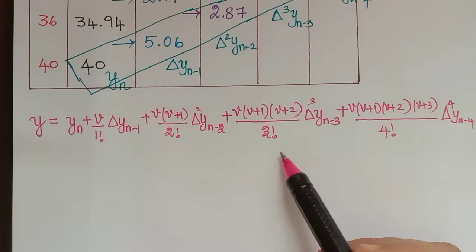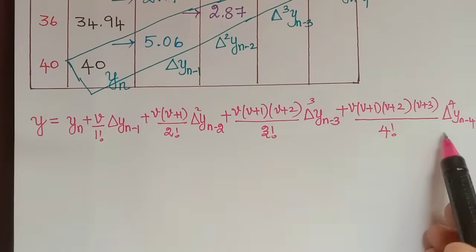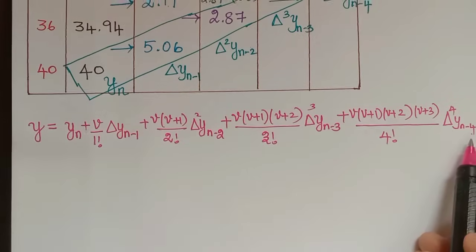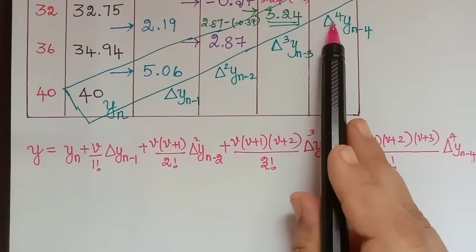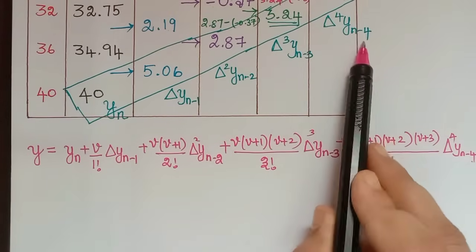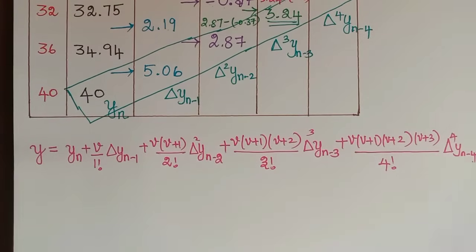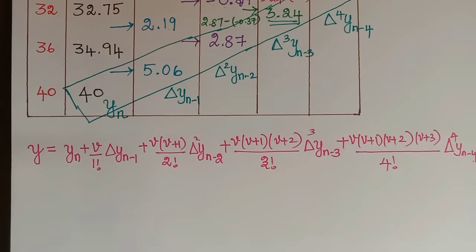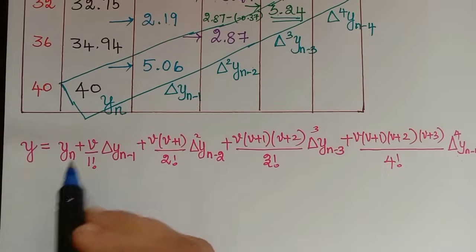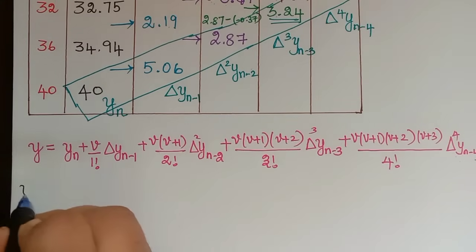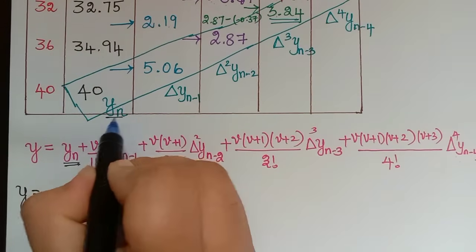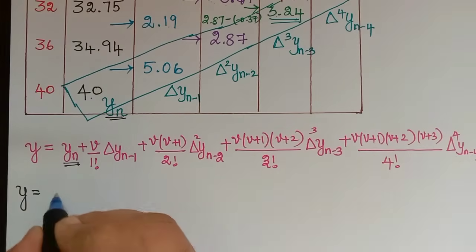So now here I have written the formula till delta power 4 of yn minus 4. After that we need not write, we can stop because we have values only till delta power 4 yn minus 4. Now we shall substitute one by one in the formula. So first is yn. So y is equal to, what is the value of yn? Yn is equal to 40. So that we have to write.